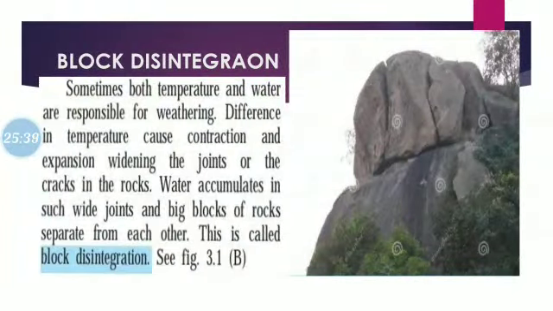Block disintegration. The last point is that sometimes combined effects are there, and because of them also weathering happens. Sometimes both temperature and water are responsible for weathering. Difference in temperature causes contraction and expansion, widening the joints or cracks in the rocks. Water accumulates in such wide joints and big blocks of rock separate from each other. This is called block disintegration.